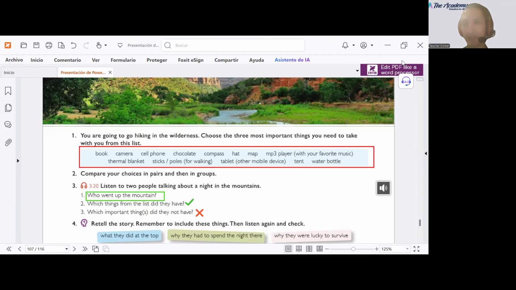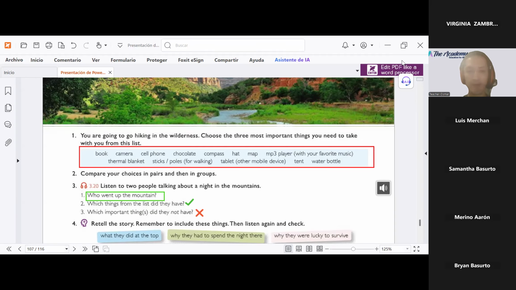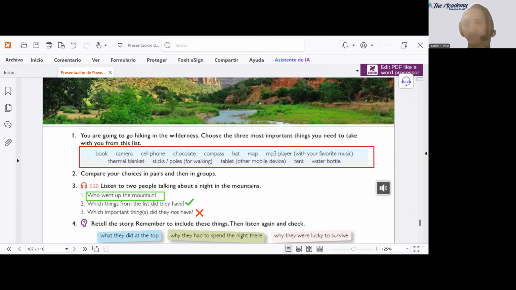All right, excellent. So tell me, my dear students, who? First of all, who went up? Who went up the mountain? They were three. ¿Quiénes fueron? Who went up the mountain? You tell me.